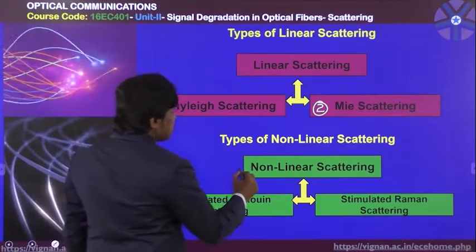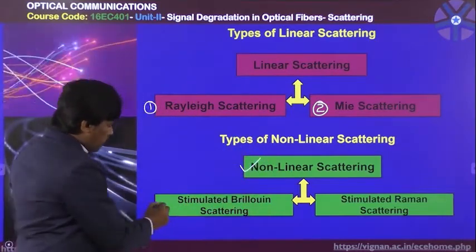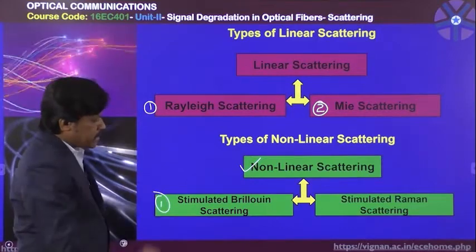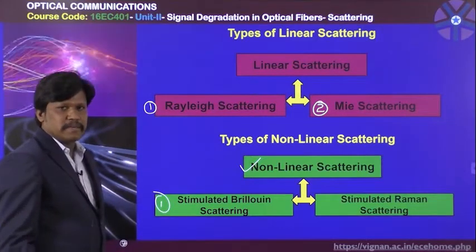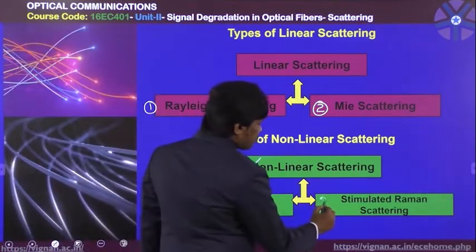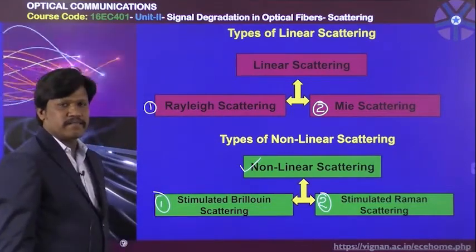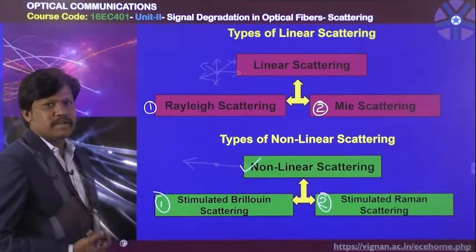The types of nonlinear scattering: the first one is stimulated Brillouin scattering, and the second is stimulated Raman scattering.